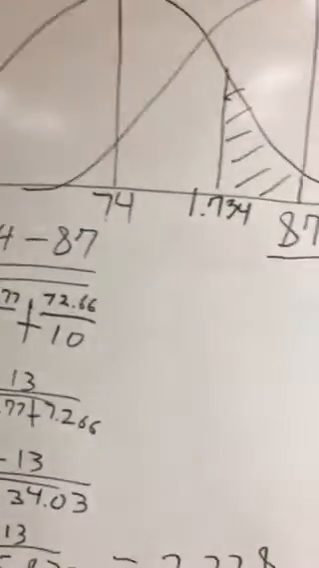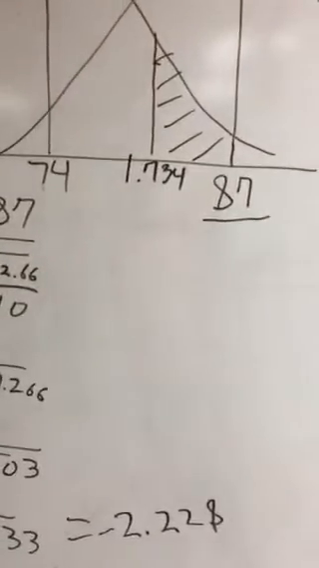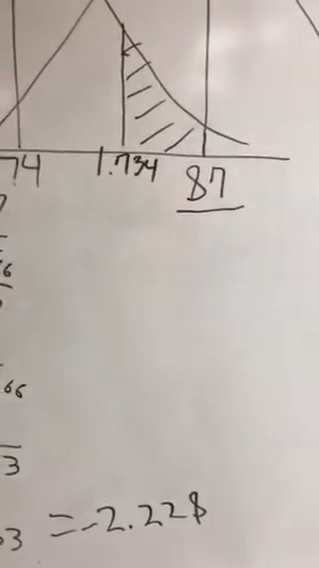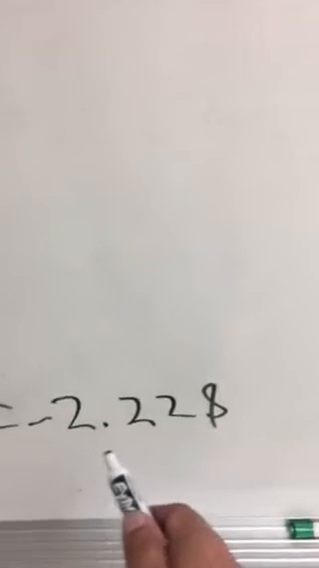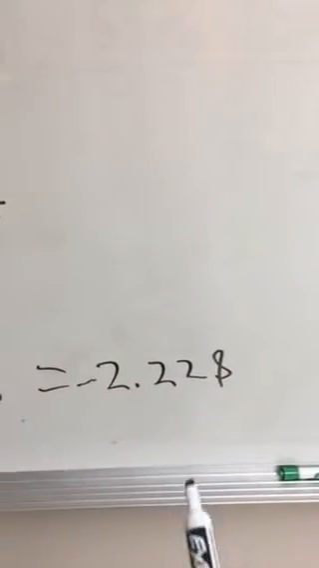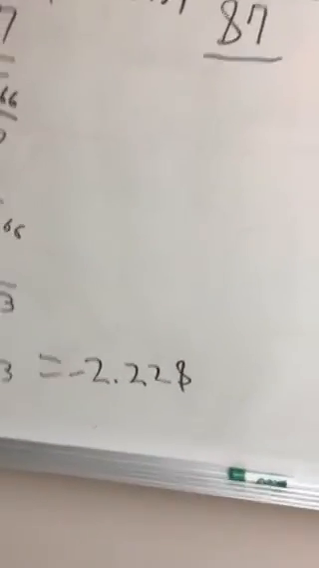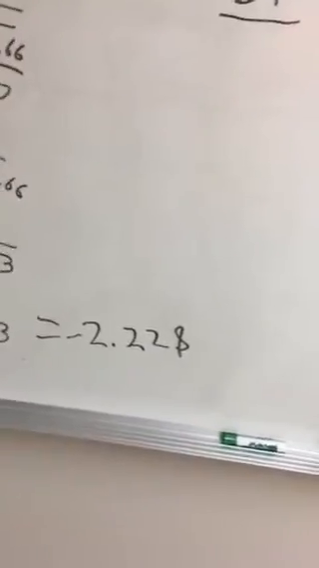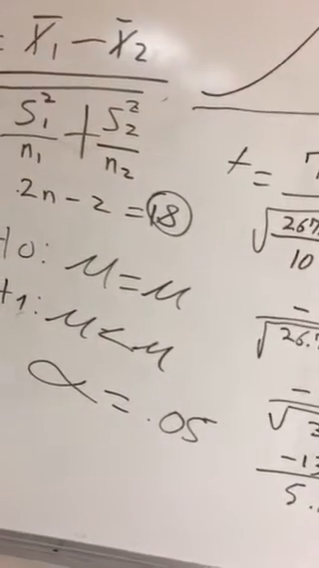So I can change that 87 into a t-score, and my t-score will be a greater t-score than 1.734, and we're going to do that. And when I actually did my statistics, I found that my value is actually 2.228 standard deviations away from the mean. So basically, my alternative hypothesis is true, that I have statistically significant results.